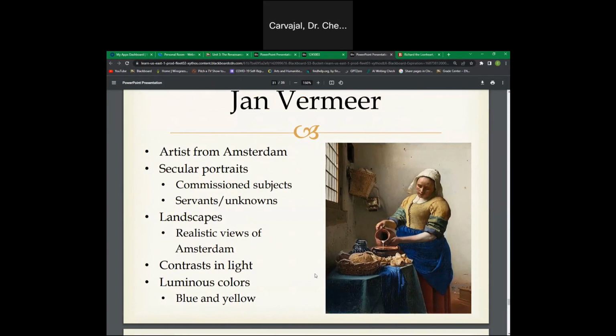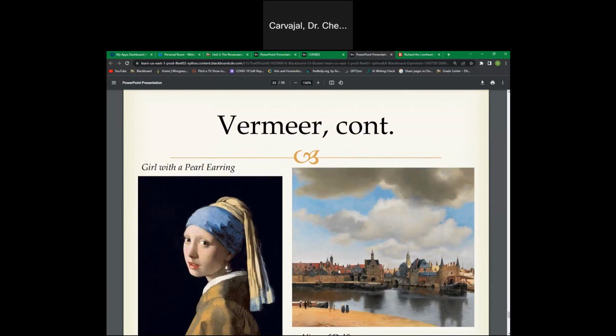And his landscapes are just as lovely. And for some reason, I have two of those. I need to delete that.